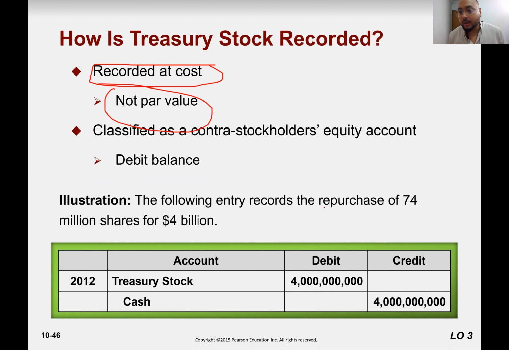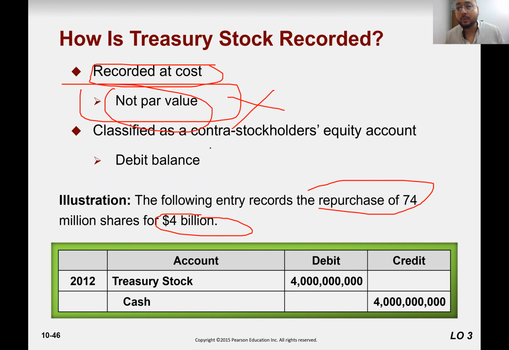So the following entry records the repurchase of 74 million shares for 4 billion. So remember, there is no paid in capital, there is no discount, there is no premium here. So there is no par value here, right? No par value. So $4 billion worth of shares they buy back. So buy back against cash. So cash decreases, credit. Treasury stock increases, debit. So treasury stock to cash, $4 billion. That's it, right?